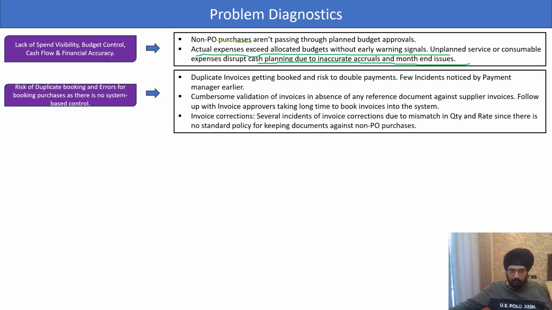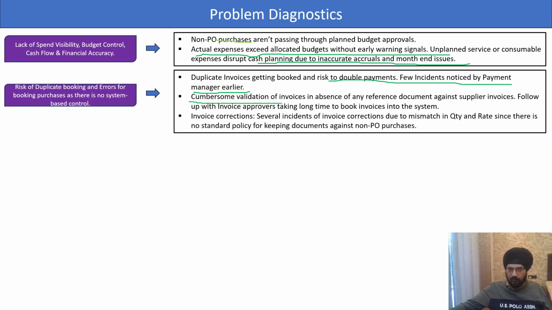Risk of duplicate booking and errors for booking. Okay, duplicate invoices getting booked and risk of double payment. Few incidents noticed by the payment manager earlier. So this was the issue which was reported by Mr. J. Cumbersome validation of the invoices in the absence of any reference document. So absolutely, we do not have any reference document.